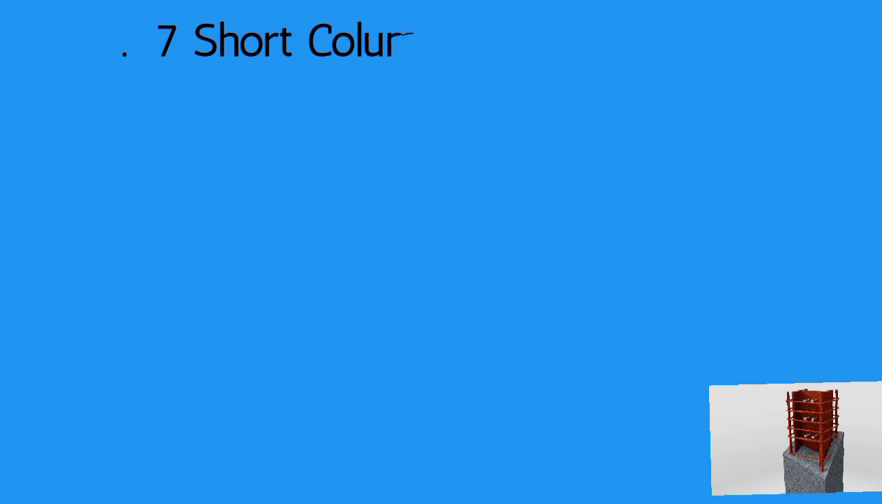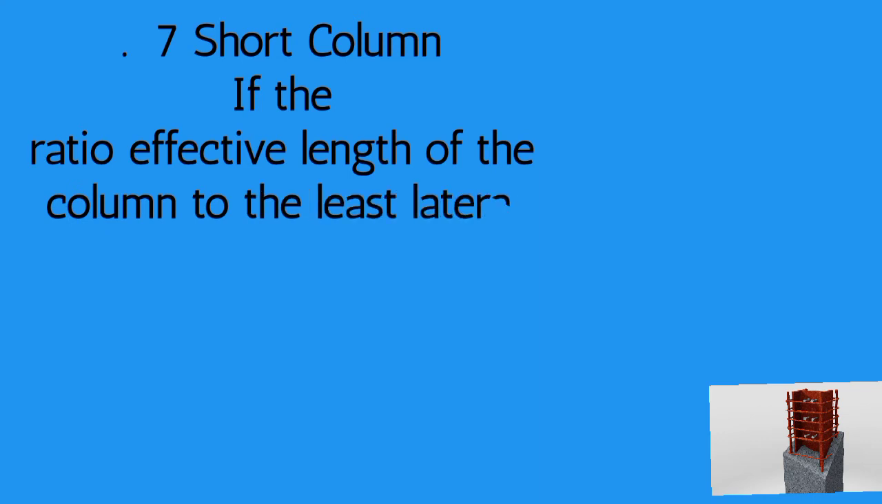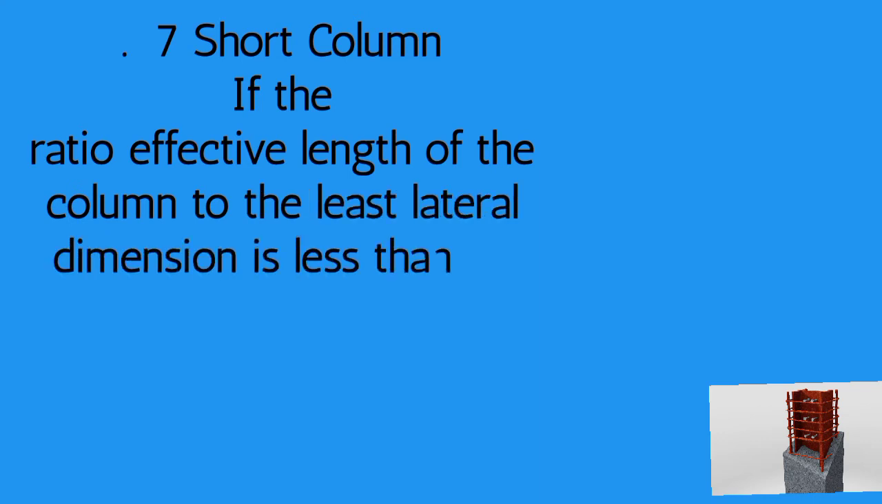7. Short column. If the ratio of the effective length of the column to the least lateral dimension is less than 12, the column is called a short column. A short column fails by crushing, a pure compression failure.